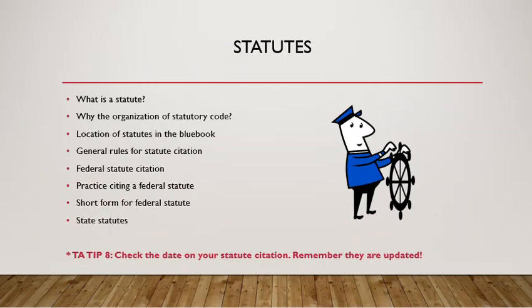Moving to statutes, we went over what is a statute, why the organization of the statutory code is the way it is, the location of statutes in the Blue Book, general rules for statute citation, federal statute citation. We did practice using federal citation statutes and short form for federal statute citation, and we did some state statute citations. TA tip for this, check the date on your statute citation. Remember that they are updated.